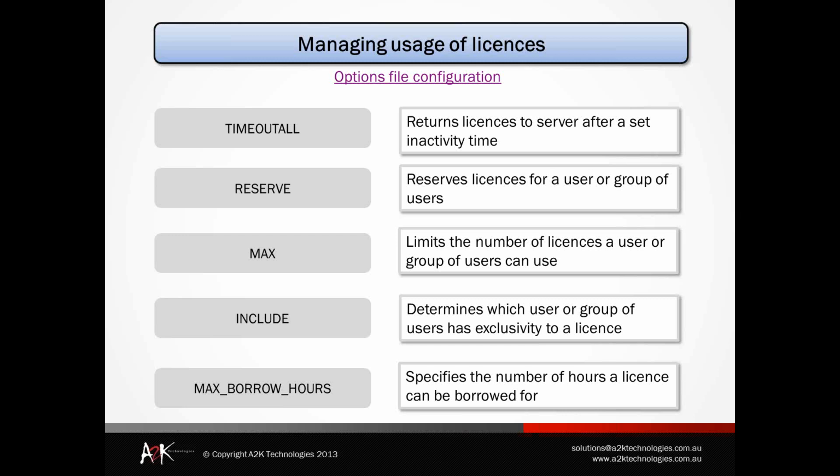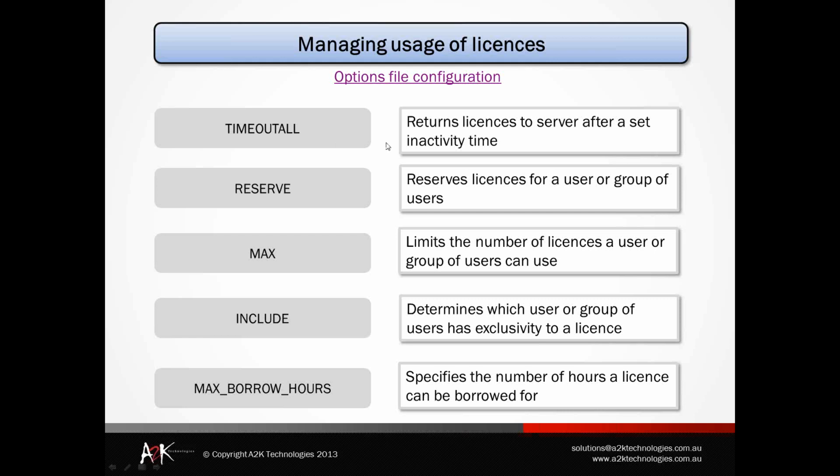Another one that I think is important is the max borrow hours, which specifies the number of hours a license can be borrowed for. The reason you want that is if somebody borrows a license for 6 months, which is the max, and there's no setting for the max borrow hours, that's what the maximum will be, 6 months. Then something happens to their computer, it gets dropped out of the truck or something like that, and that license will not be returned for 6 months. In other words, you'll be down a license in your license pool for 6 months.